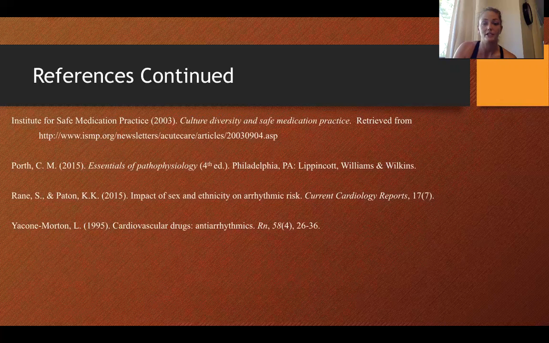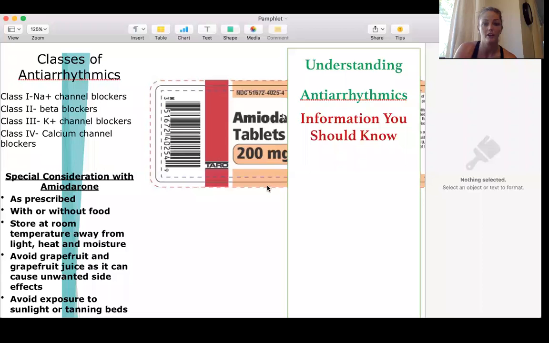And I have a pamphlet that I would like to share as well.